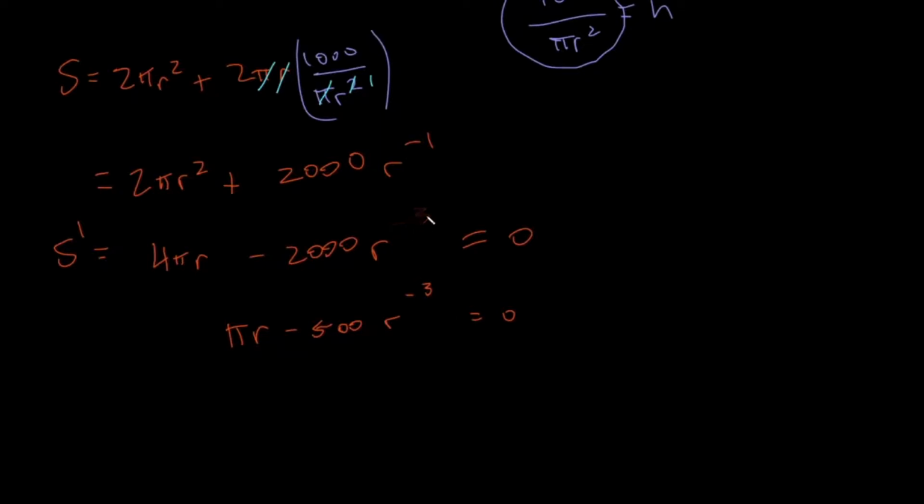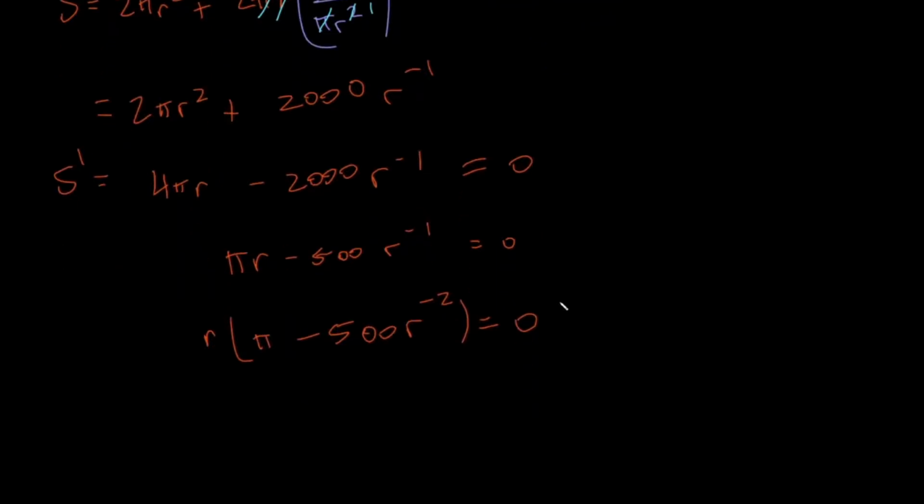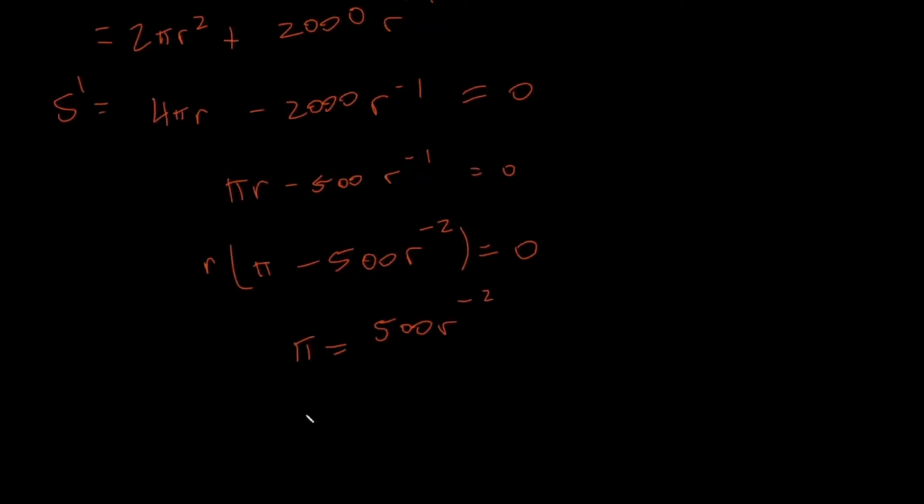Isn't this r to the negative 1? What am I doing here? R to the negative 1. I'm going to factor out an r. So I get r times pi minus 500 r to the negative 2 equals 0. Or in other words, this means that pi equals, setting this equal to 0, pi equals 500 r to the negative 2. So if I multiply both sides by r squared, pi times r squared is 500, or r squared equals 500 divided by pi.